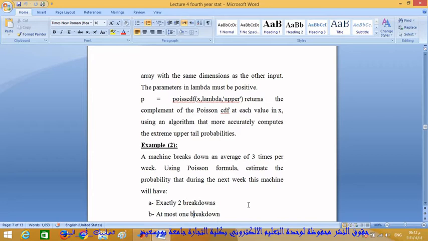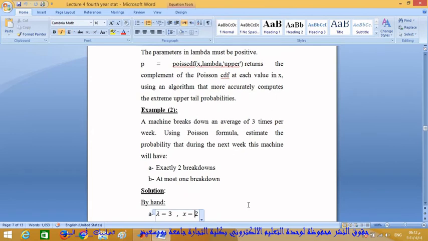At most 1 breakdown. At most 1 means B0 plus B1. B0 means no breakdowns in a week, and B1 means 1 breakdown in a week, okay. So at most 1 means 0 breakdowns and 1 breakdown.